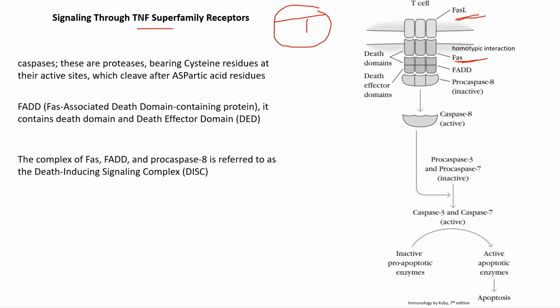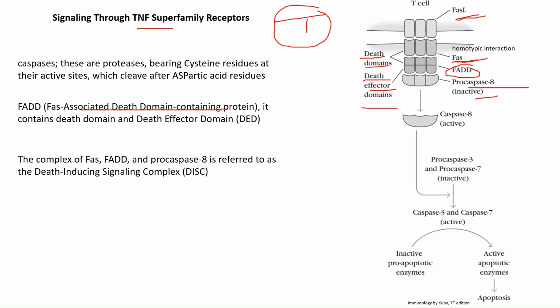Now once this Fas ligand is bound to the Fas, it is associated with FADD. What is FADD? That is Fas-associated death domain containing protein. Now this FADD consists of two parts. One is the death domain, another is the death effector domain. With this death effector domain, procaspase 8 is bound.